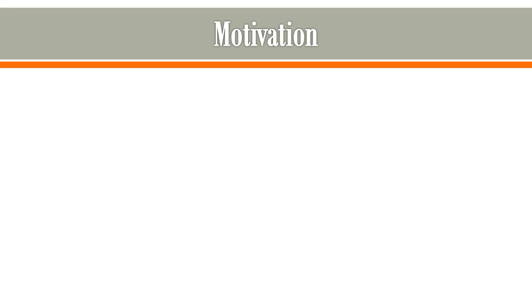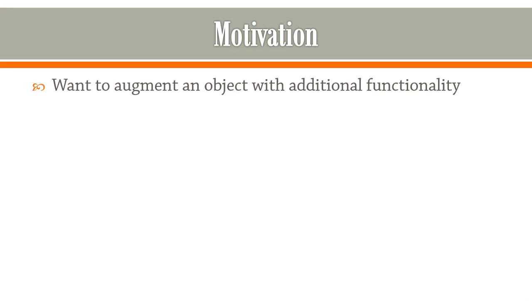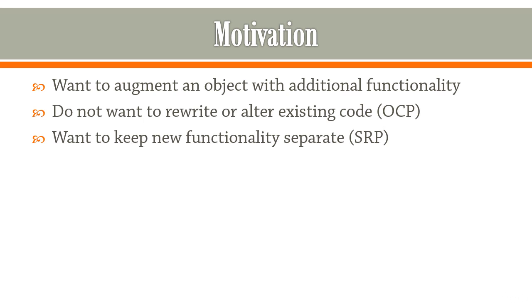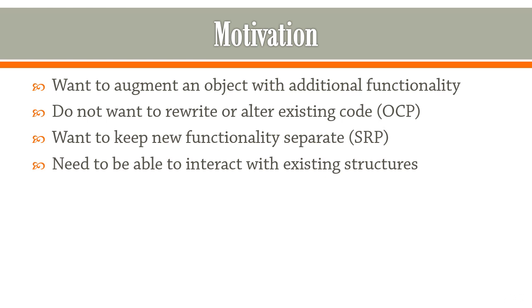So the motivation for using the decorator pattern is fairly obvious. We want to augment an object with additional functionality, but we don't want to rewrite or alter existing code. So we want to stick to the open-close principle. And in addition, we want to keep the new functionality separate. So the new functionality relates to yet another feature which can be kept as separate, and that's the single responsibility principle. So we need to be able to interact with existing structures. So our decorated object has to have certain traits of the original object, and we'll see whether or not we can actually get this and how we can get this.